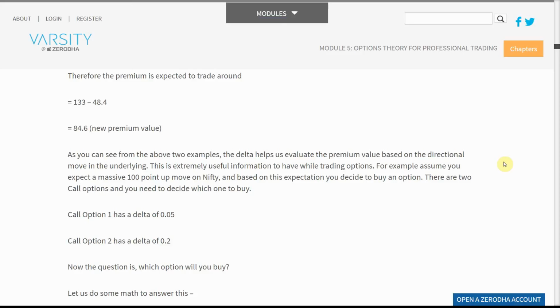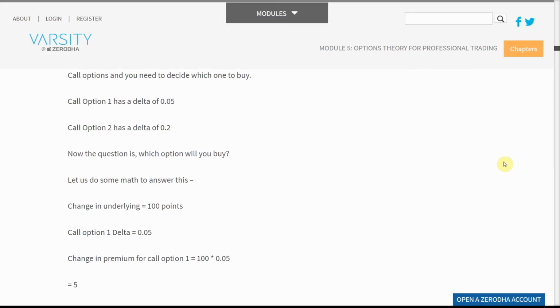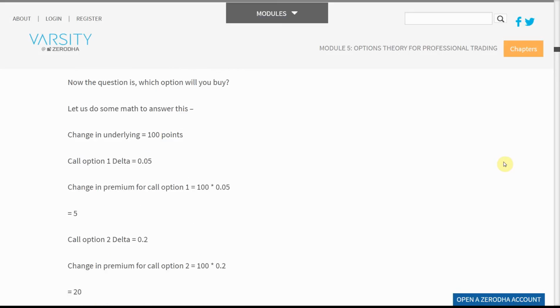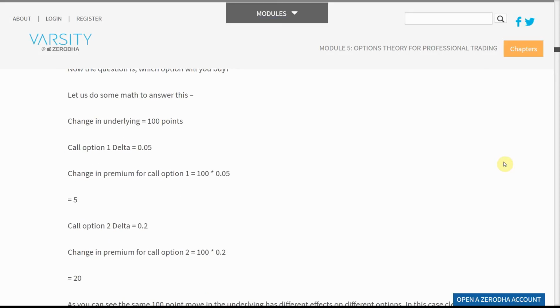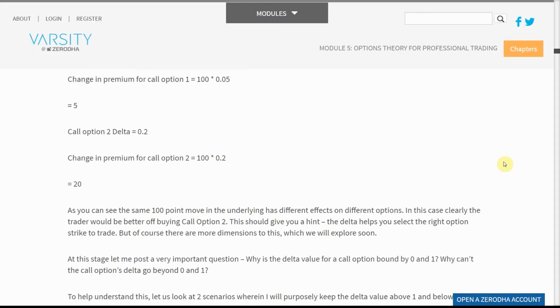Call option 1 has a delta of 0.05. Call option 2 has a delta of 0.2. Now the question is, which option will you buy? Let us do some math to answer this. Change in underlying = 100 points. Call option 1 delta = 0.05. Change in premium for call option 1 = 100 * 0.05 = 5. Call option 2 delta = 0.2. Change in premium for call option 2 = 100 * 0.2 = 20.